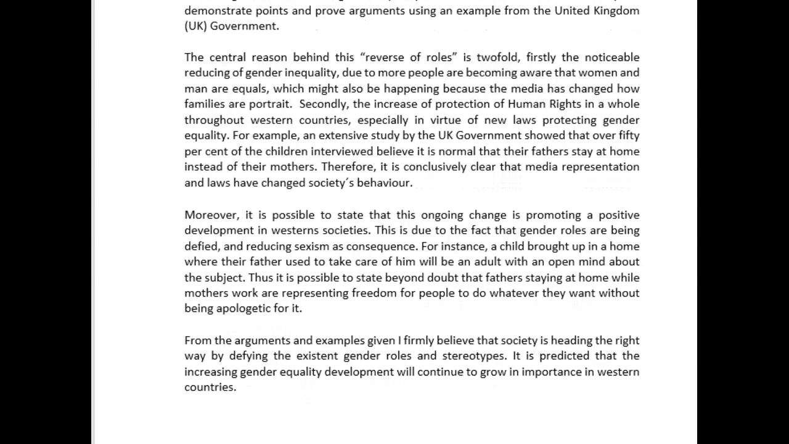The central reason behind this, it's called reversal with an AL. The central reason behind this reversal of roles is twofold. Firstly, the noticeable reduction of gender inequality due to more people becoming, without the R, aware that women and men, E, are equals, which might also be happening because the media has changed how families are portrayed, AYED. Now, I want you to be careful with this sentence. It's really long. It had a number of errors in it. I tried to correct them along the way, but it's just too long. It's a lot of stuff going on. You should have broken it up into at least 2 sentences here. Okay?